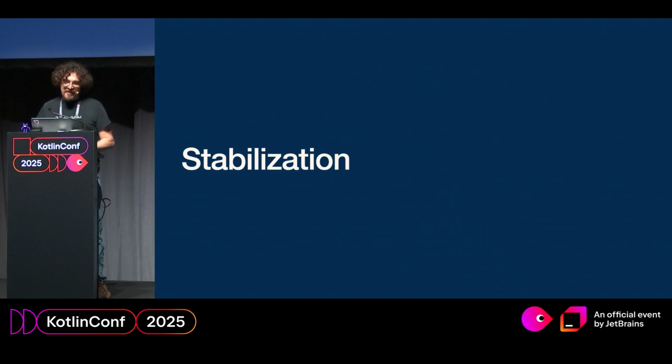Time continues to go by. We get into 2020, 2021. People start talking about Kotlin Multiplatform Mobile, which was a thing for a little while. And the ecosystem starts to feel like it's stabilizing. So maybe it's time to put a 1.0 of this out.